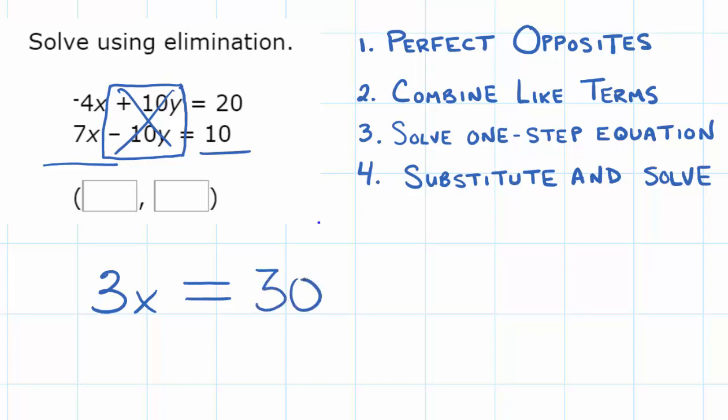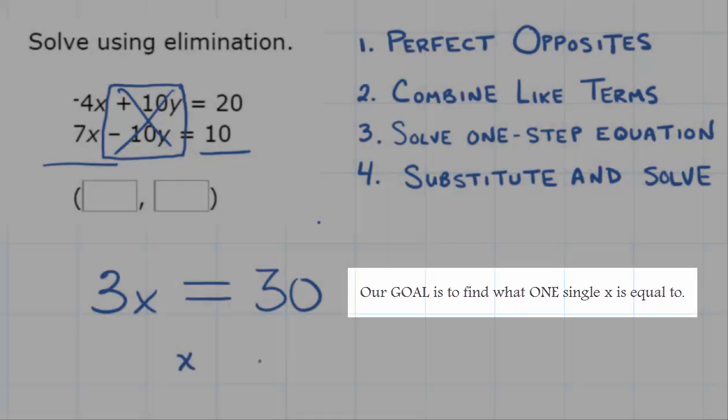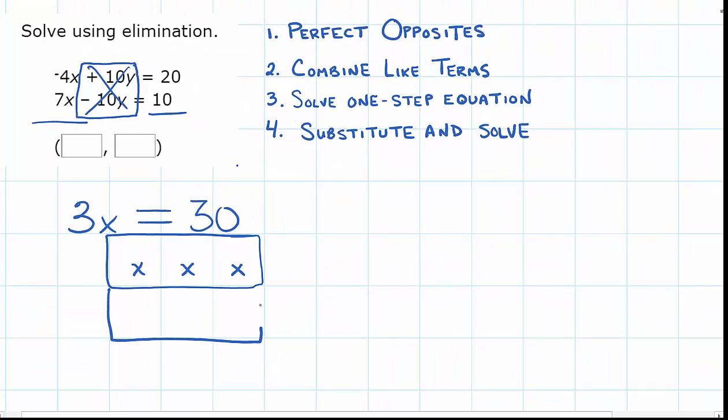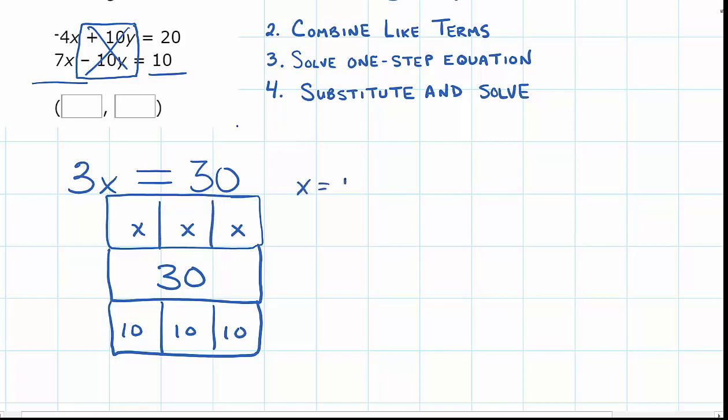And now it's just solving a one-step equation. I teach all of my students to model these. We have 3 x's, and those 3 x's are equal to 30. And now what we teach is split that 30 up evenly amongst the 3 x's. And so what we realize is that each single x is going to be worth 10. And so we found our first value. Our x value is going to be worth 10.